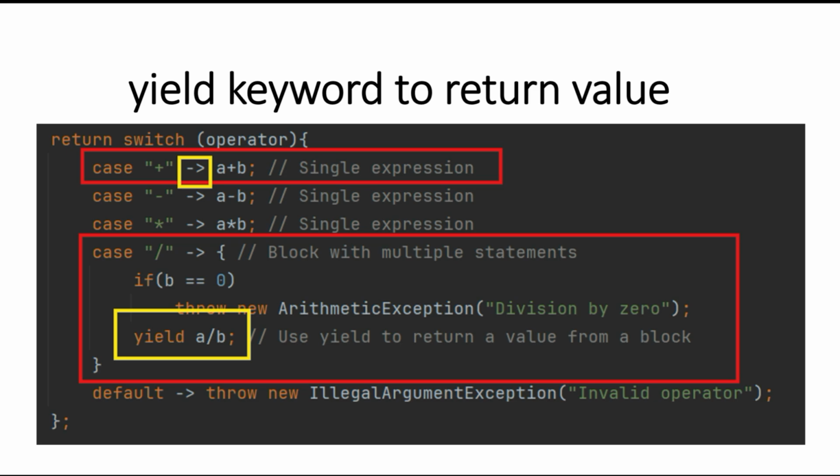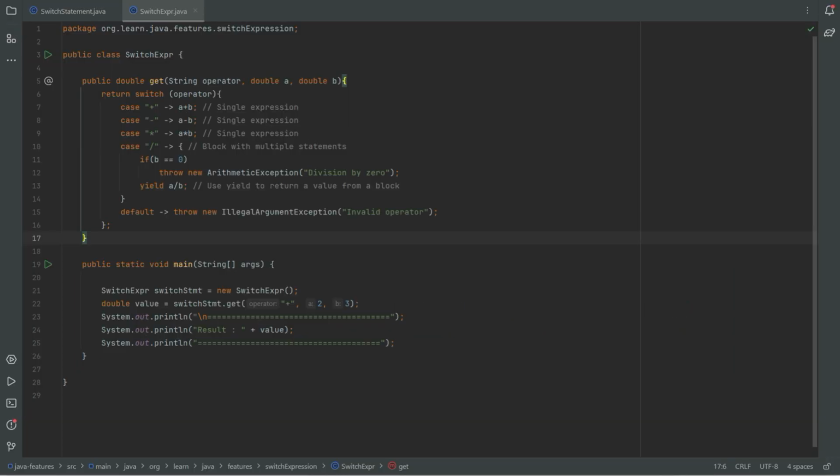The yield keyword is used to return a value from that block. Here in this screenshot, you can see that the first red box is representing the single expression, while the second red box is representing the block which has multiple statements. And using the yield keyword, you can see here that we are going to return the value.